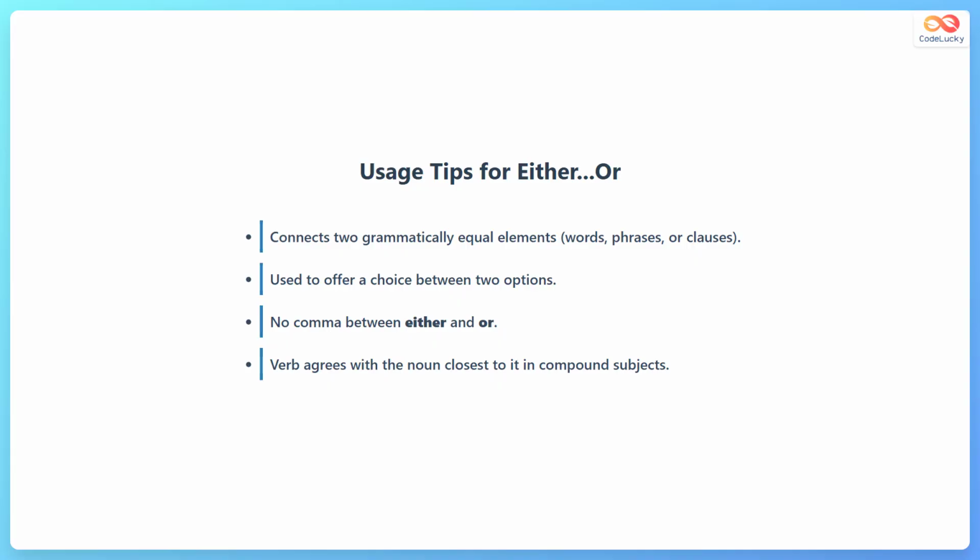Either ... or connects two equal grammar parts like words, phrases, or clauses. It offers a clear choice between two options only. Never put a comma between either and or. The verb agrees with the noun closest to it.